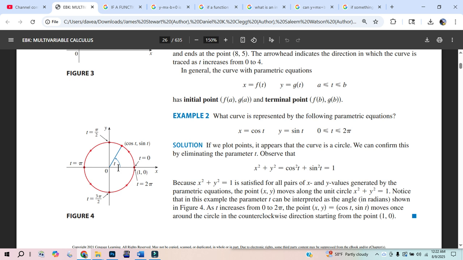We said that radians times radius is arc length. So the circumference of a circle, or the arc length of a circle, is radians times radius. It's 2 pi radians times that radius, and that's going to be the arc length. All right.